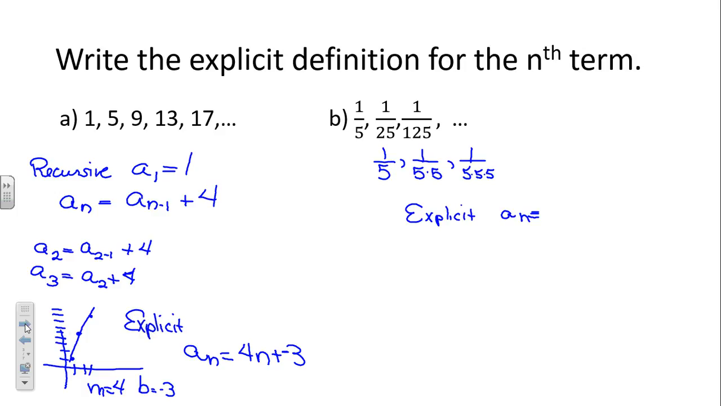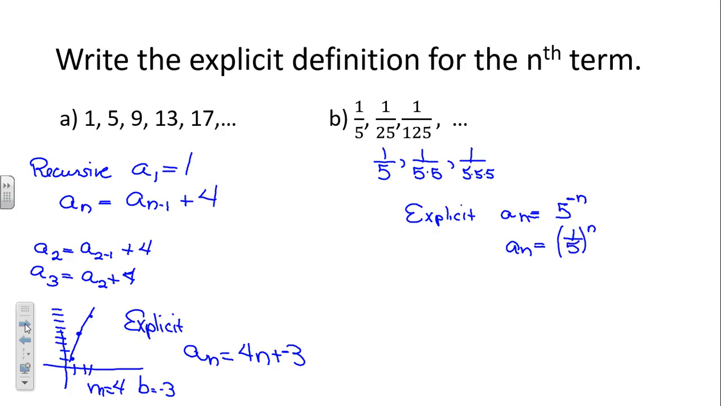So we want it to be on the bottom, okay? So 5 to the negative n power. Would that work? 5 to the negative 1 when n is 1. 5 to the negative 1 is 1/5. When n is 2, 5 to the negative 2 is 1/25. 5 to the negative 3, 1/125. That's perfect.